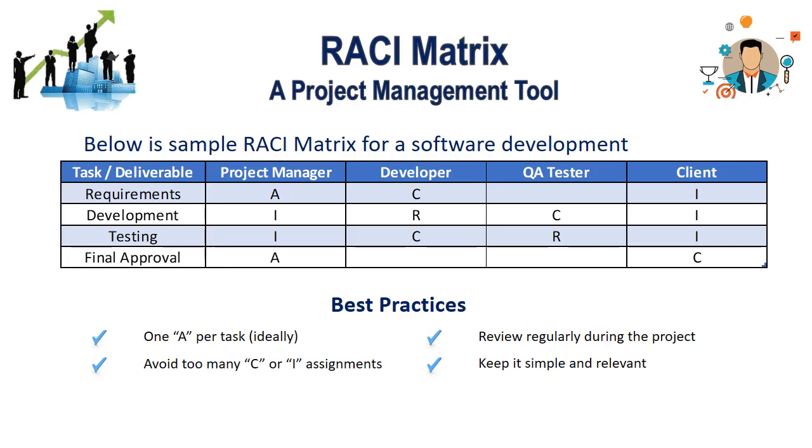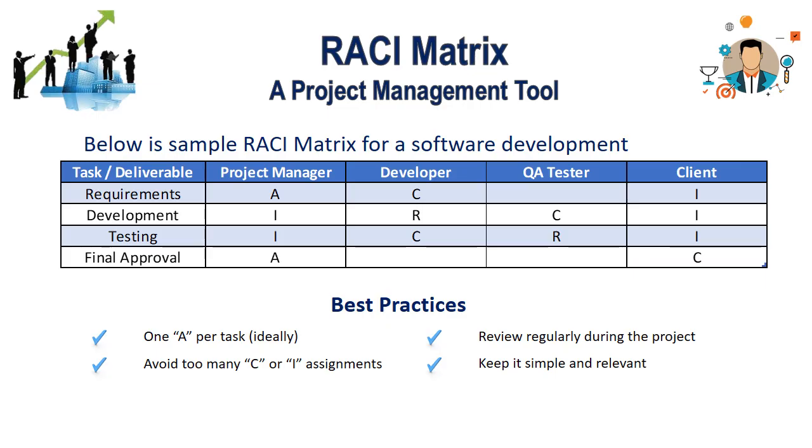Now, if we talk about the best practices for the RACI matrix, then we can see that one A per task is the ideal scenario. Secondly, we need to avoid too many C's and I's. That is, too many ideas, too many thoughts, too many feedbacks, and too many chain emails or chain communication running on for a particular assignment.